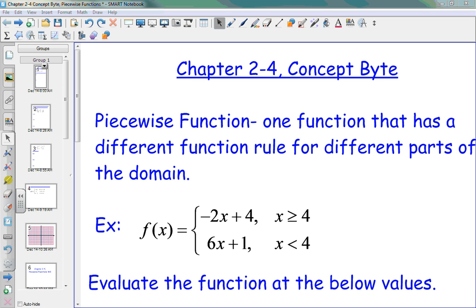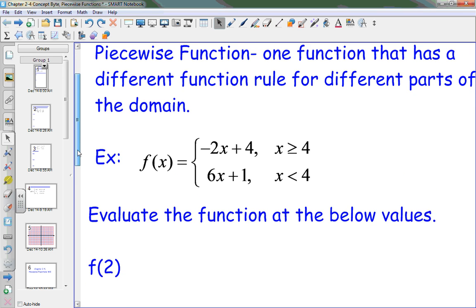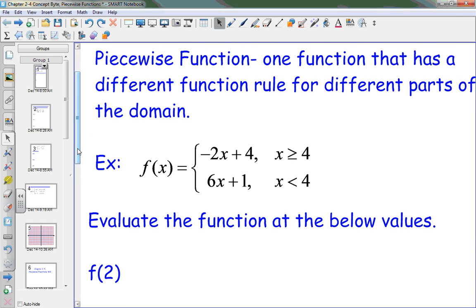So basically what it is, it's two functions put together, but they have a domain restriction. In other words, an example of a piecewise function is going to be f of x is equal to negative 2x plus 4, only used when x is greater than or equal to 4, and then 6x plus 1 only used when x is less than 4. So you have two functions in one function. Okay? A piecewise function is two functions put in one function. They're only used when the domain is specified for that specific value.